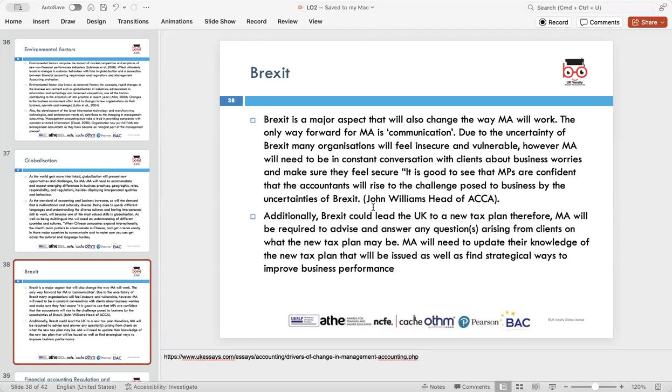Brexit may result in the United Kingdom implementing a new tax scheme. In light of this, management accountants will be obligated to provide guidance and respond to any inquiries that may be raised by clients regarding the potential new tax legislation. They will be required to keep their understanding of the new tax plan up to date, and to discover strategies and approaches to boost the performance of their businesses.